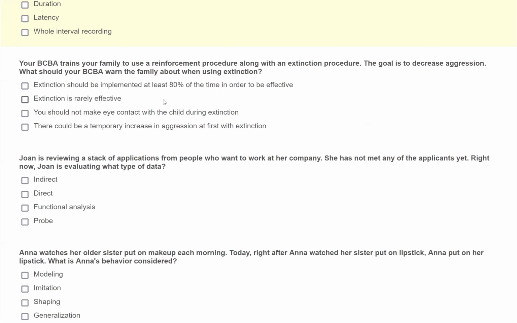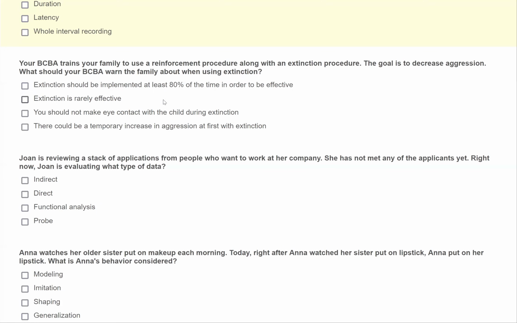A, extinction should be implemented at least 80% of the time in order to be effective. How often should extinction be implemented? Extinction should be implemented as close to 100% of the time to be effective. 80% is not enough. B, extinction is rarely effective. Just false, right? Just not true. Extinction is one of our principles. It is very effective. C, you should not make eye contact with the child during extinction. Again, that's way too specific, way too concrete. Nothing specifically about extinction says you shouldn't make eye contact.